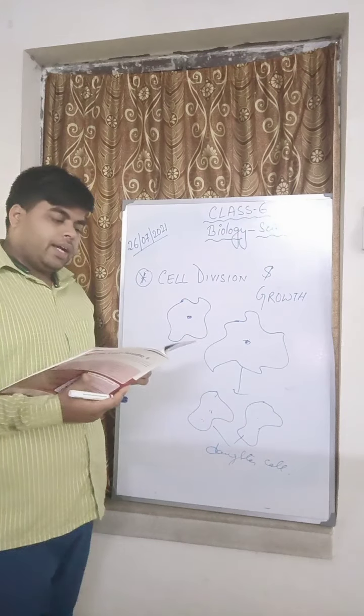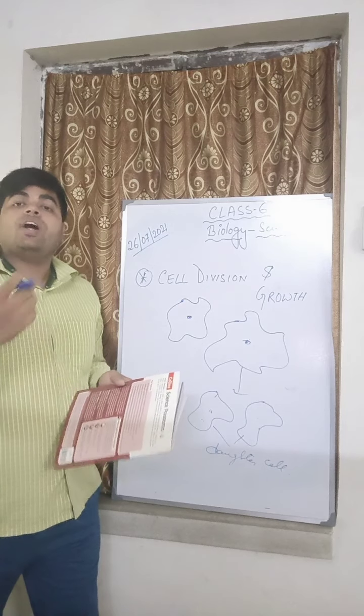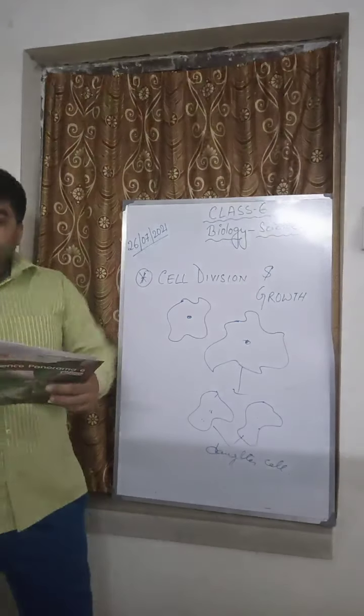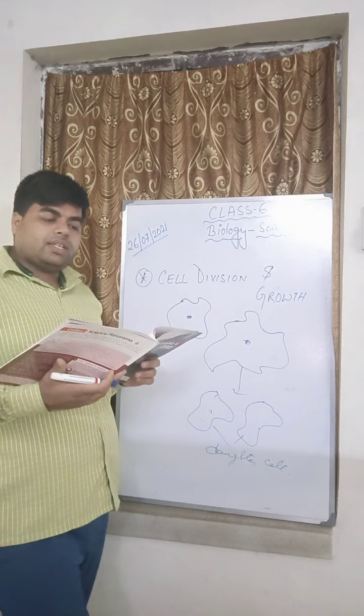Okay. Next is the importance of cell division. Why does cell division take place? What is the importance of it? The first importance is growth. Cell division is necessary for the growth of an organism.